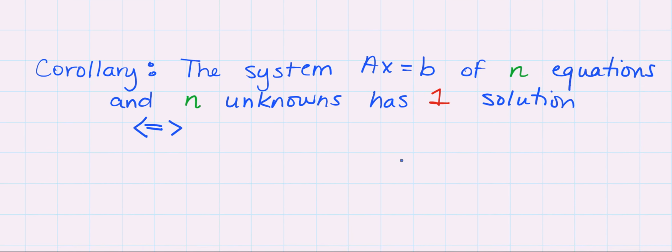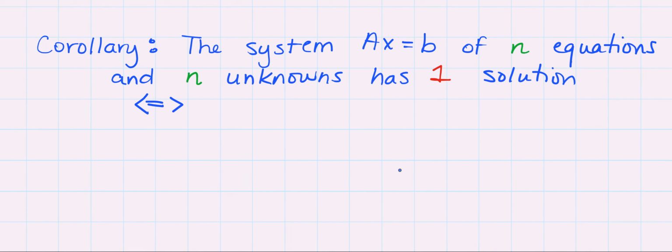Here's another corollary from the theorem. If we have a system that is A times X is equal to B, and the system has n equations and n unknowns, and the system has one solution, this is true if and only if this matrix A is invertible.